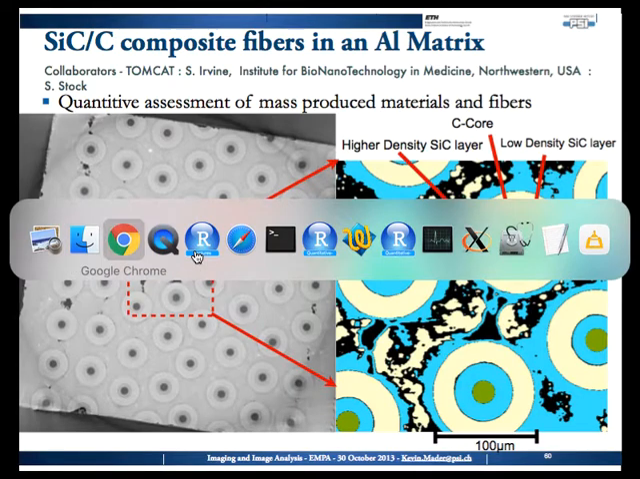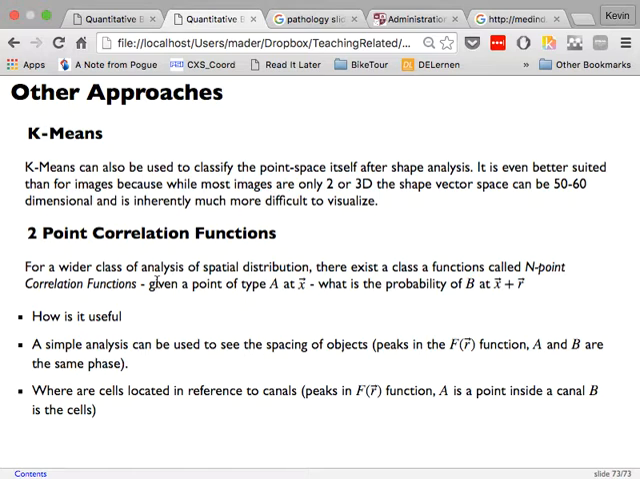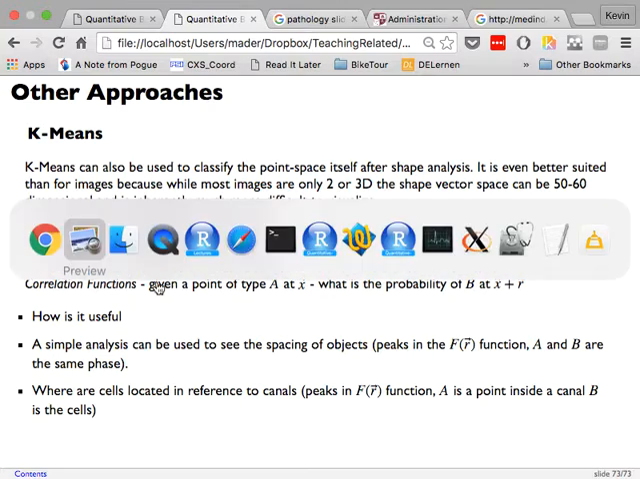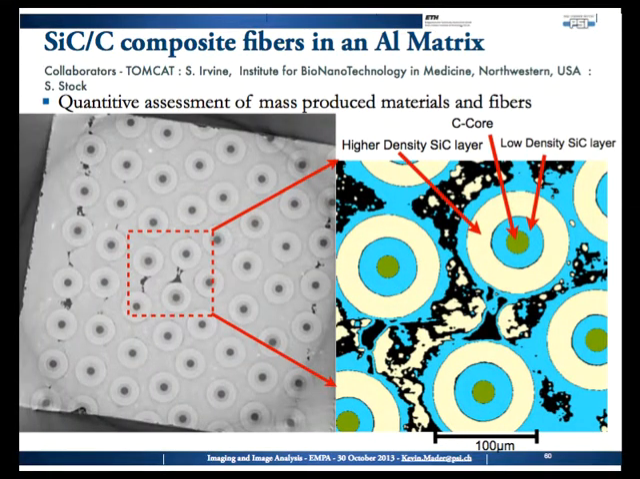So we had, given a point of type A at x, what's the probability of B at x plus r? And how would you apply that to figure out the average thickness of this low density silicon carbon layer around this carbon core? Well, you might see, given you have a low density layer at any one point, what is the probability that its neighbor at a certain distance is also that? If the probability drops off very quickly, it means that's a very thin layer. Yeah.